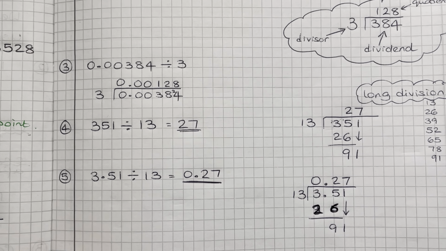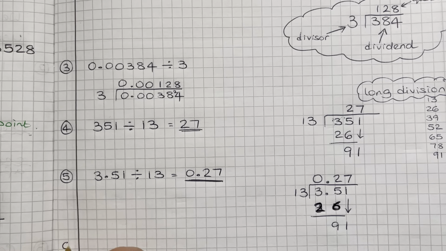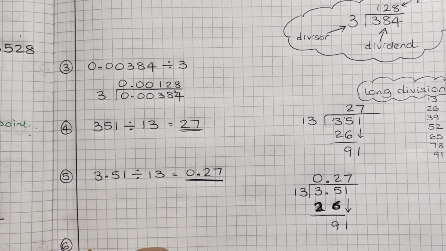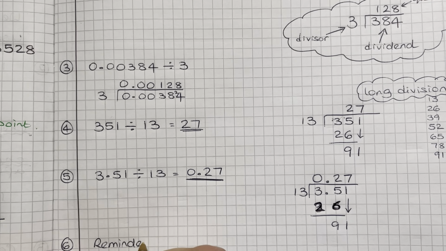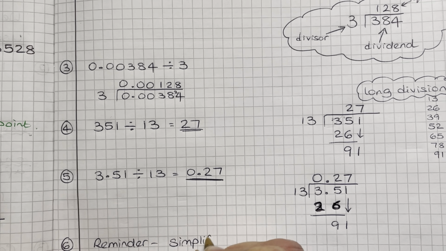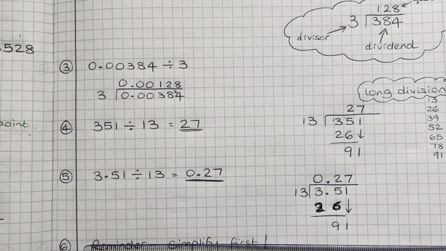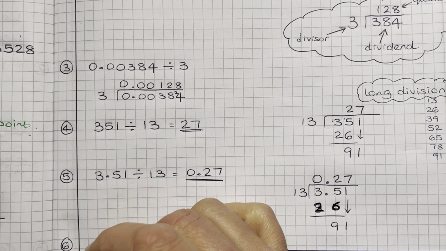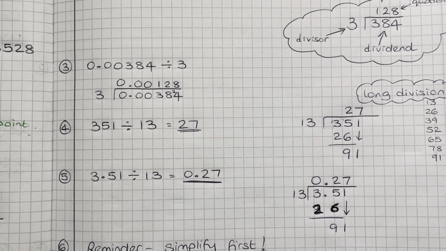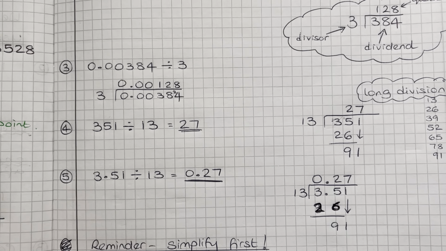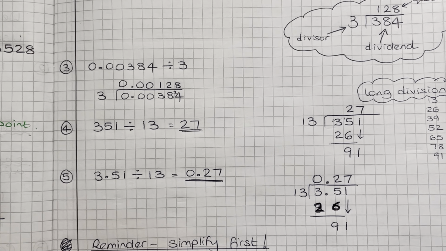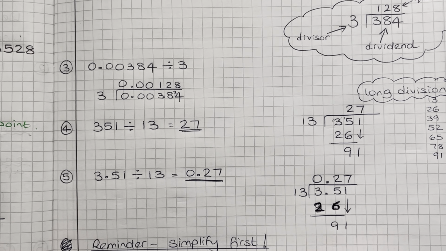Okay. Now just a quick reminder here. It doesn't apply to some of the questions we've done so far, but we want to simplify first. If we can simplify, let's do it. It's going to make life a little bit easier for us with some of these larger numbers. So for example, question 6, so I'll pop that there. 336 divided by 48. Okay, I'm going to write this as a fraction.